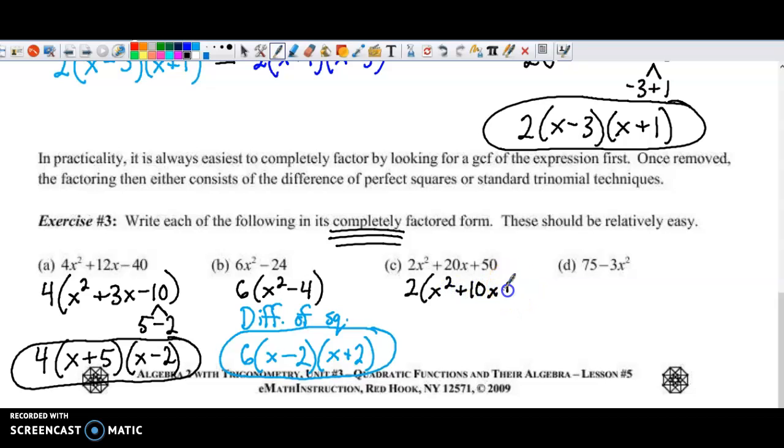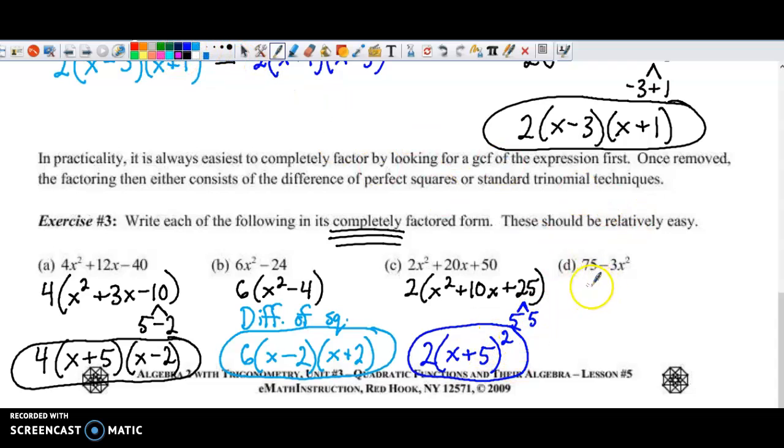10x plus 25, and factors of 25 that add to be 10 are 5 and 5. And just so you're aware, you don't have to write x plus 5 twice. You could actually just write it once squared. But that is the same thing as x plus 5, x plus 5.